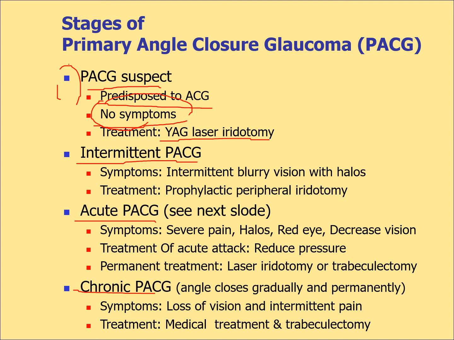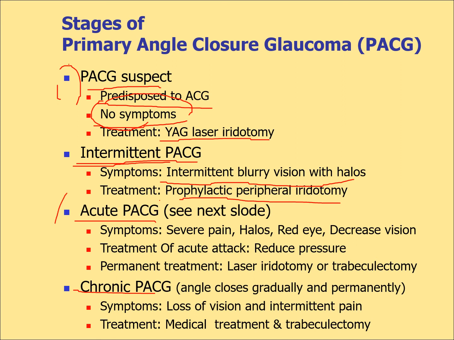In the second stage, intermittent primary angle closure glaucoma, there's intermittent blurry vision and halos in the vision because the angle gets closed and reopened, so the patient gets intermittent symptoms. So we again do the prophylactic peripheral laser iridotomy to relieve the symptoms.